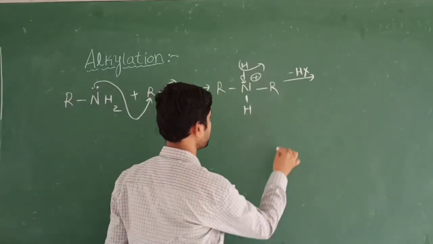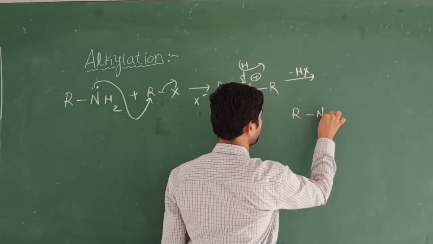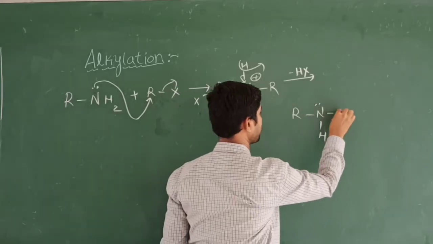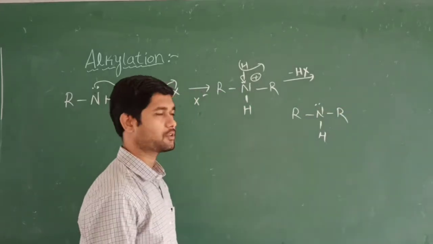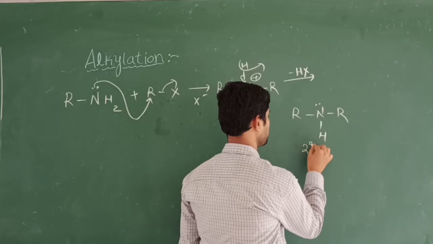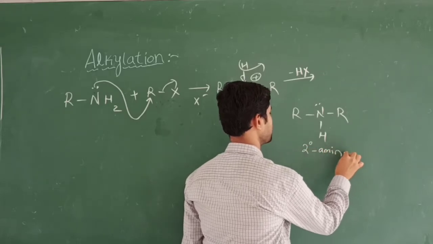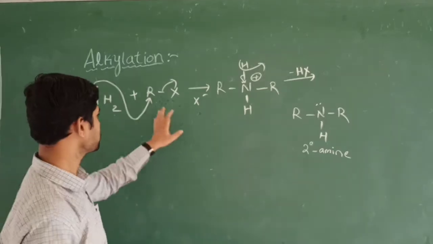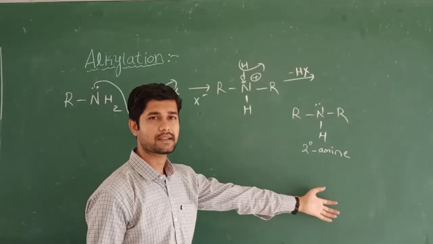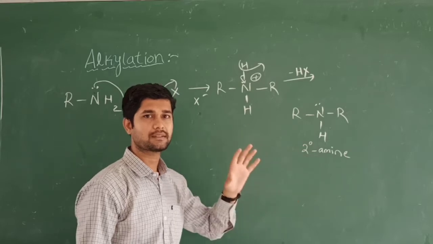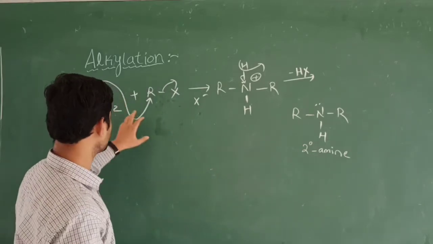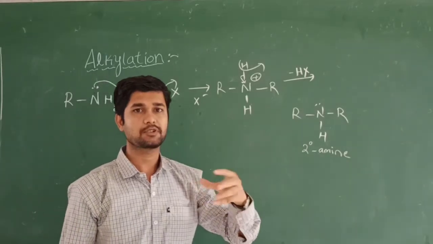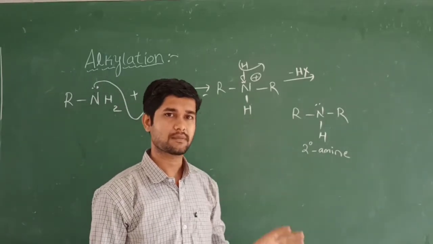I am writing the product as R, with one hydrogen as it is, the lone pair of electrons, and R. So now we get a secondary amine. Like this, primary amines react with alkyl halide and we get the secondary amine. Here the hydrogen atom is successfully substituted by the R group, so this type of reaction is also called a substitution reaction.